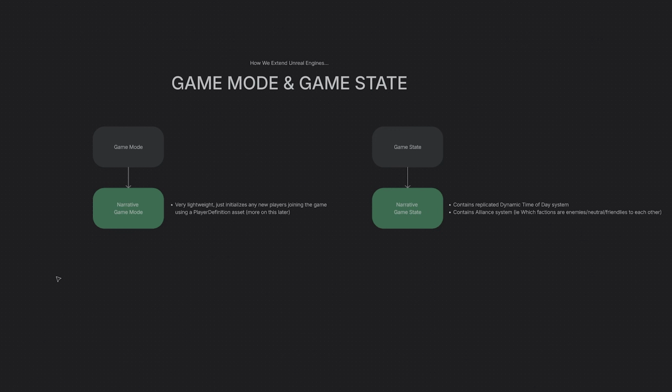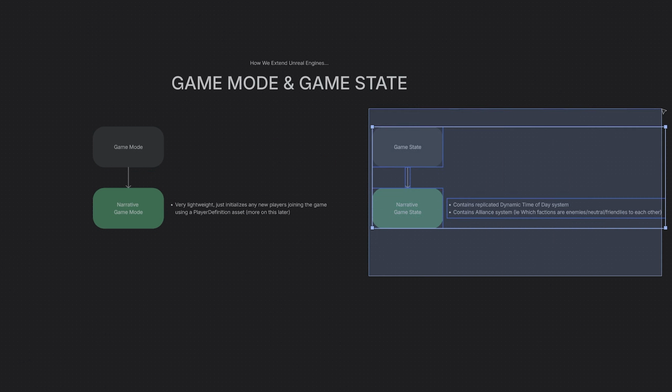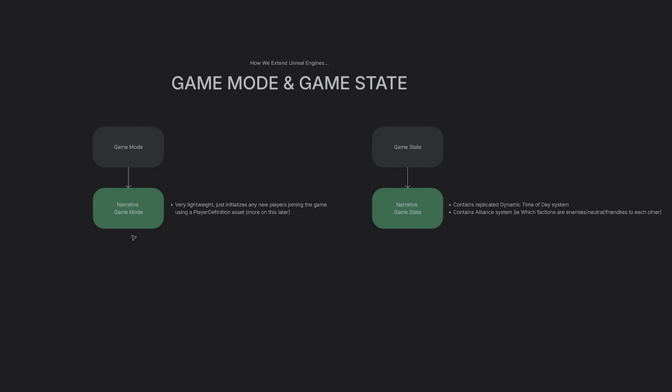So that's how the game mode initializes your character and how the game state updates the time of day and contains the alliance system. And remember, if you want to add on to these in Narrative Pro, you can extend these classes and make your own custom game mode. And I would recommend seeing our Narrative Pro best practices video, which shows you how to do that.